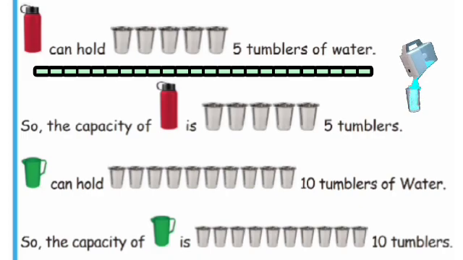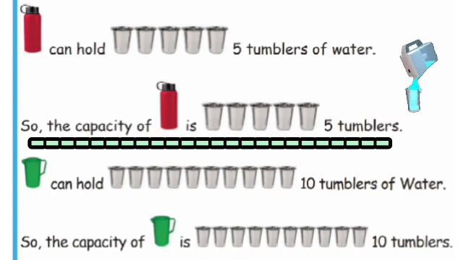Next one, water bottle. Water bottle can hold 5 tumblers of water. So, the capacity of water bottle is equal to 5 tumblers.